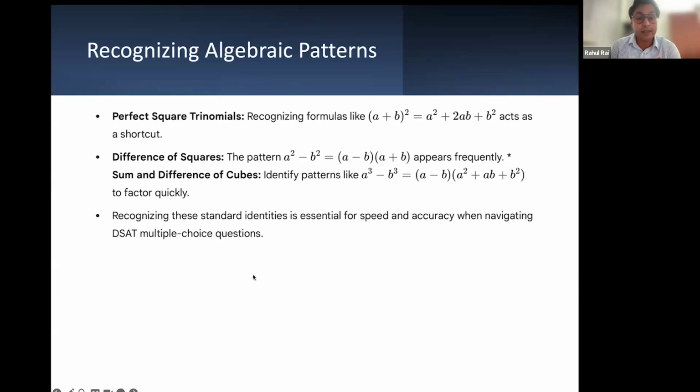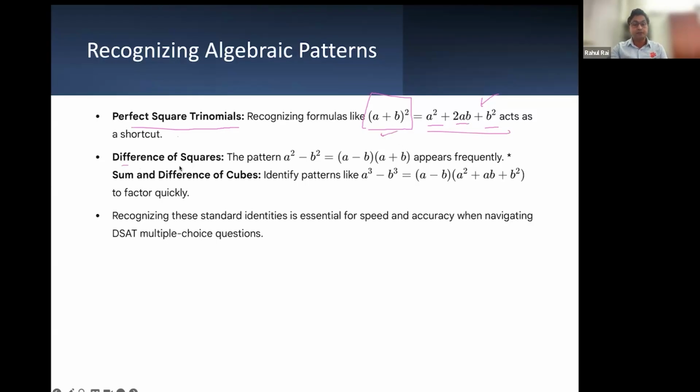Now, recognizing algebraic patterns can also help you solve these problems quickly, and help you in converting an expression from one form into another form. Some of the key ones typically focused on in the SAT exams are perfect square trinomials. You know this identity, which is (a plus b) whole square equal to a square plus 2ab plus b square. If you remember this identity, you can use it to convert this form into this form.